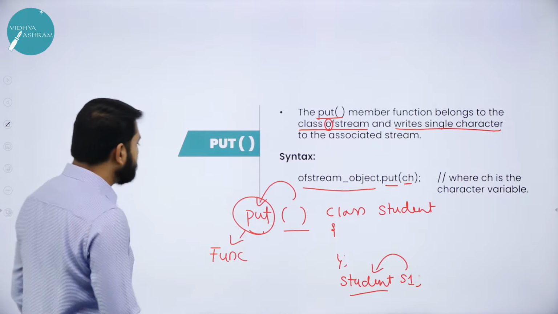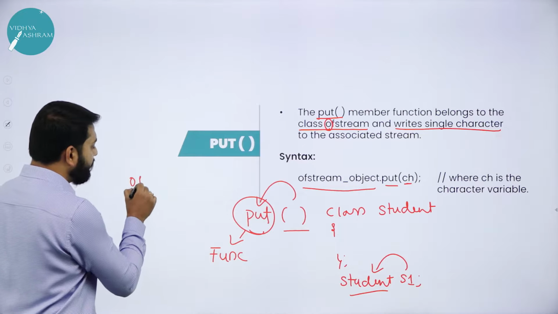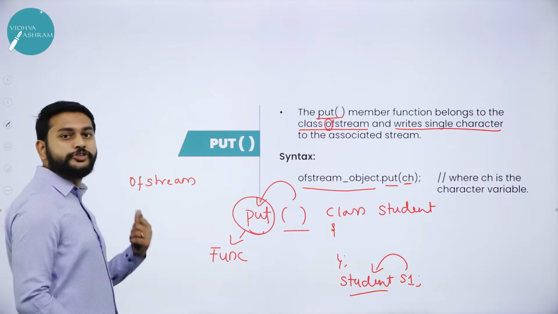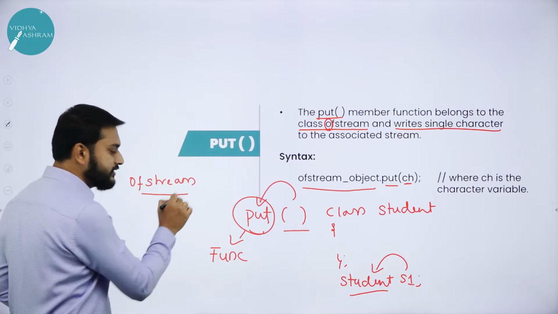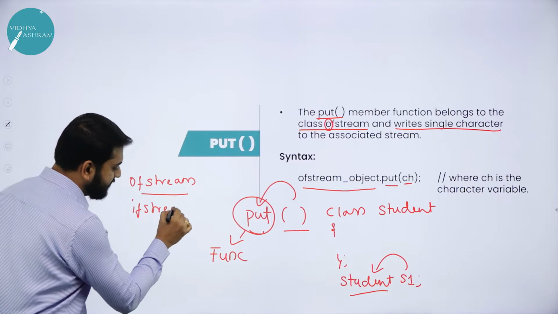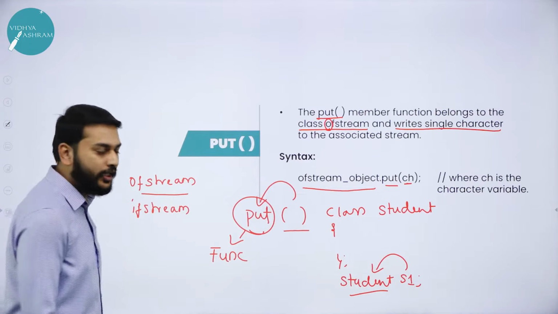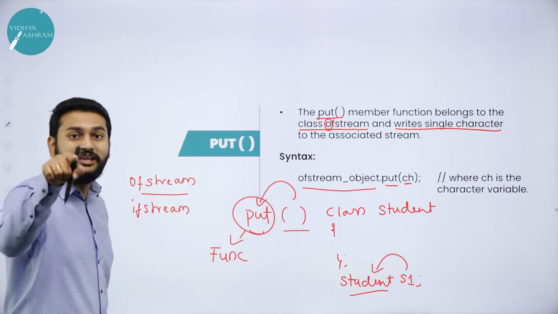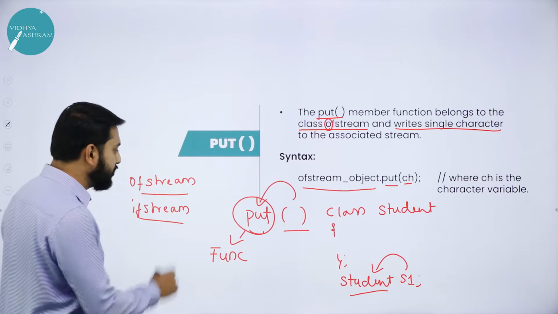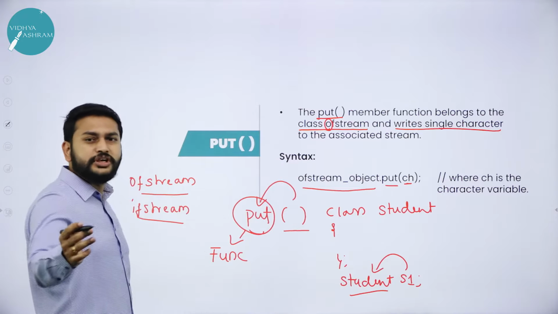In the same way, imagine I have ofstream. I will create the object for this. This is a class. Already this is a class. So again I have ifstream. This is also a class. Remember that. Okay, this is what I will call the stream classes, right? So these are the classes that I have. So I should create the object for this.